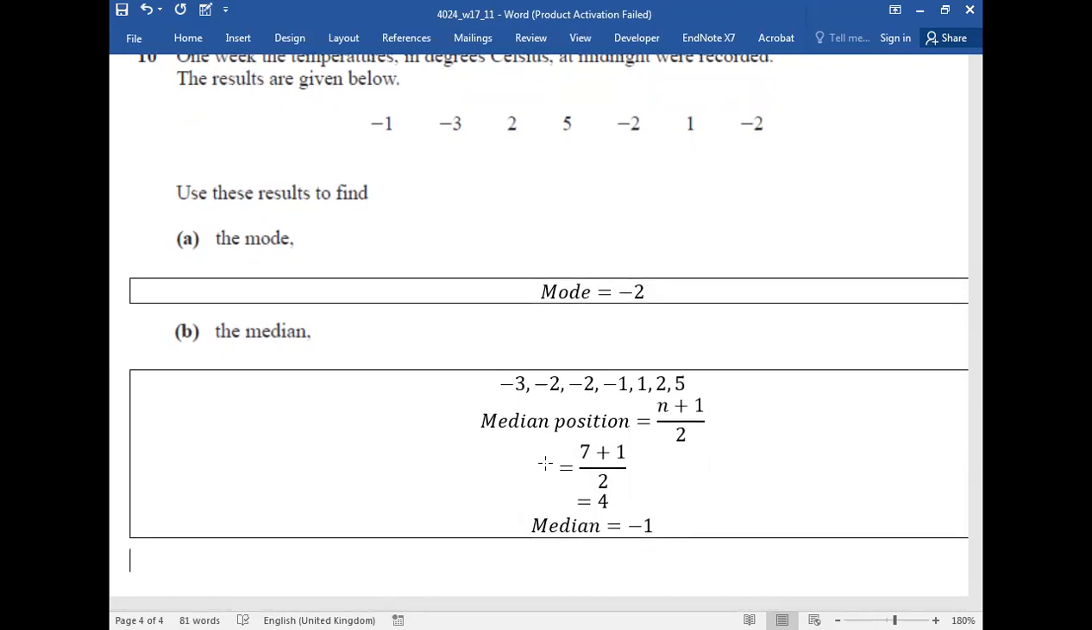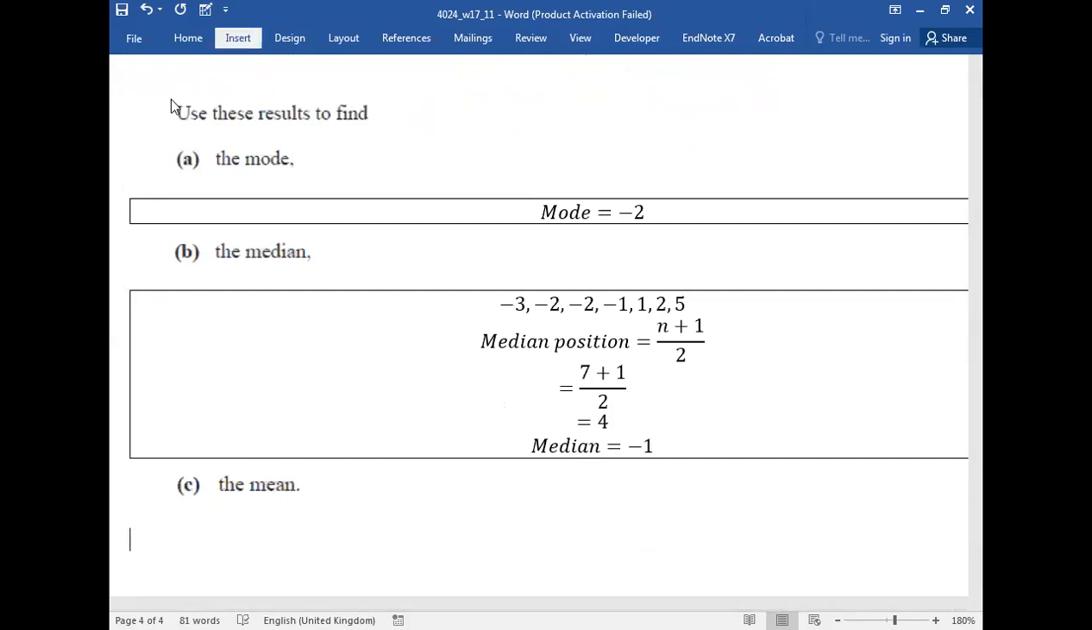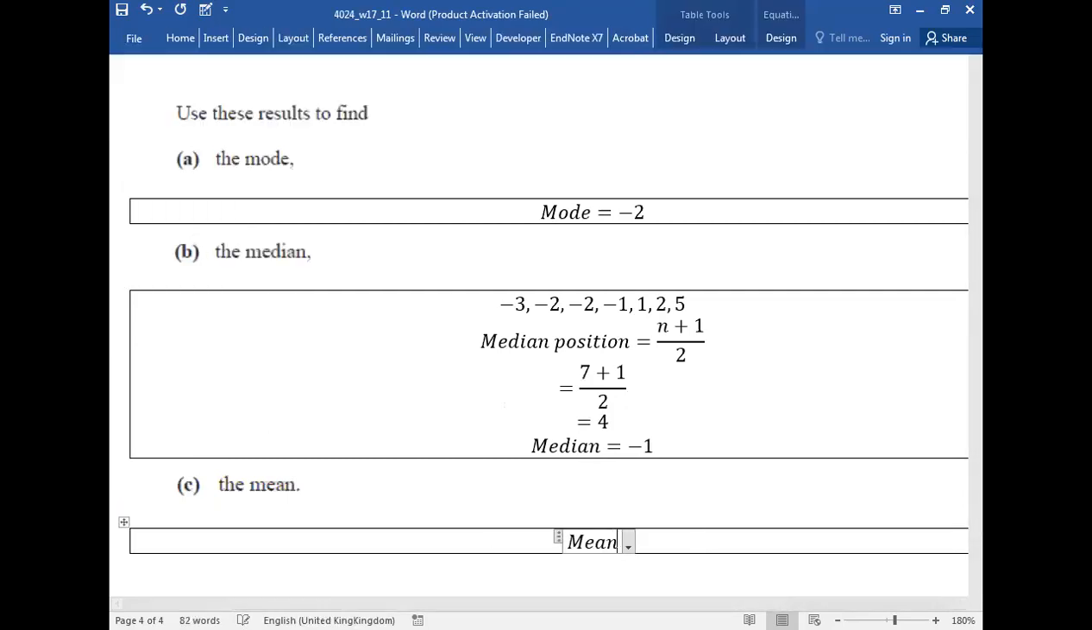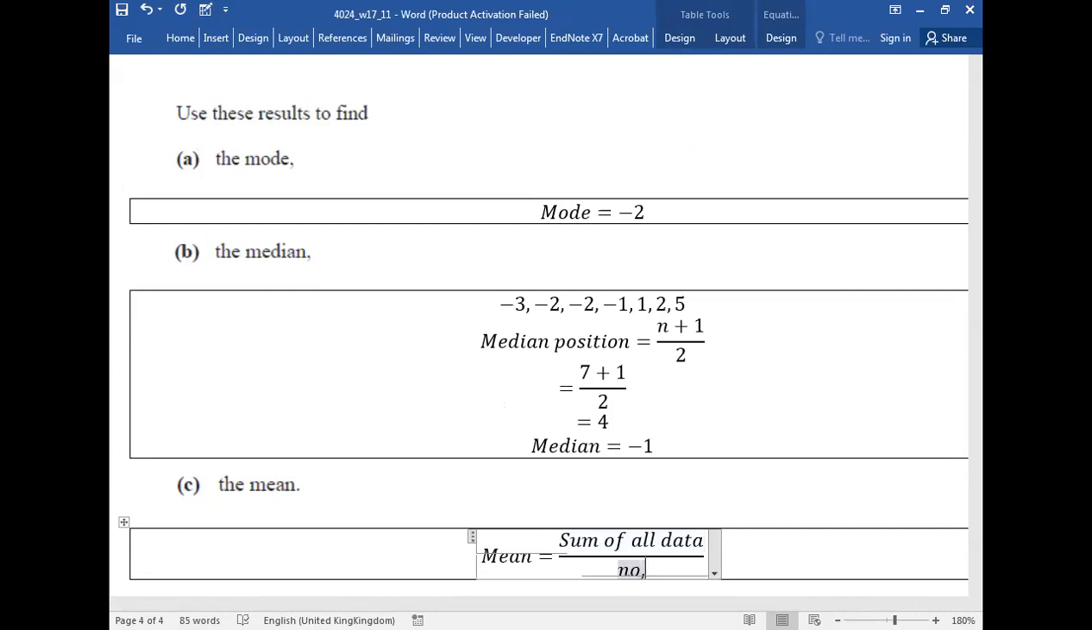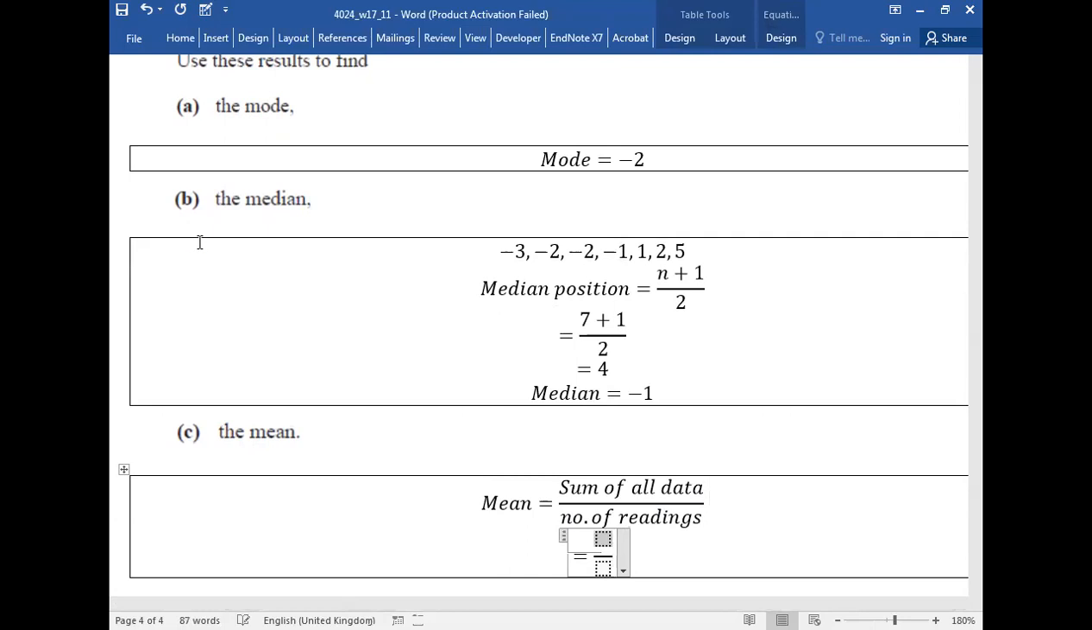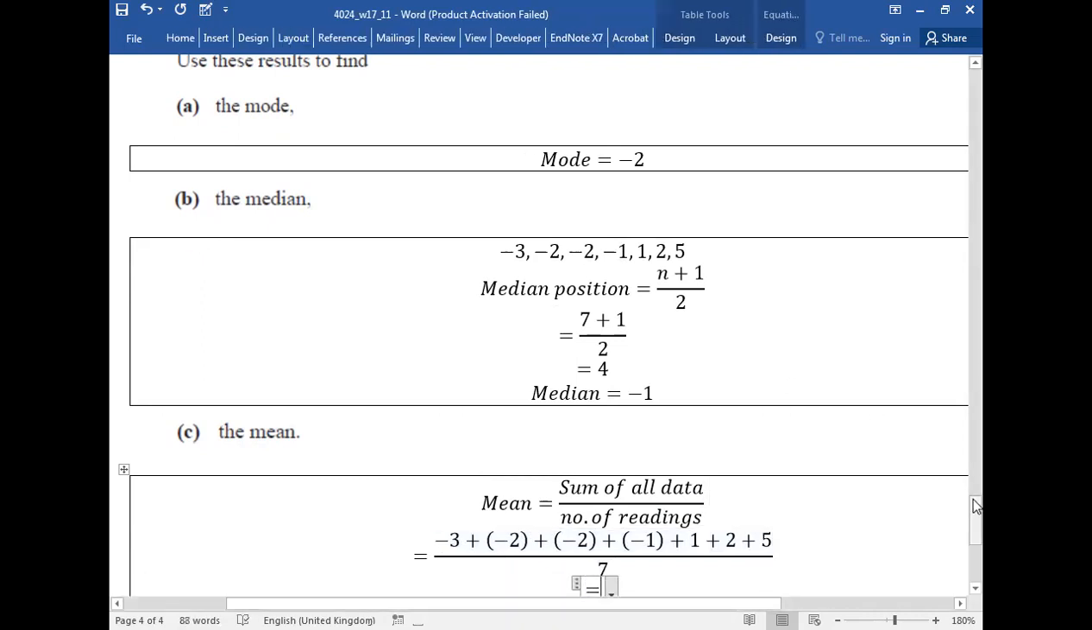What about the mean? Mean is sum of all data divided by number of readings. Mean is sum of all data, a very common average that is used in other subjects as well, divided by number of readings. So let's sum up all the data. We have -3 plus 0 minus 2 plus -2 plus -1 plus 1 plus 2 plus 5 divided by 7. Can you tell me what the mean is?